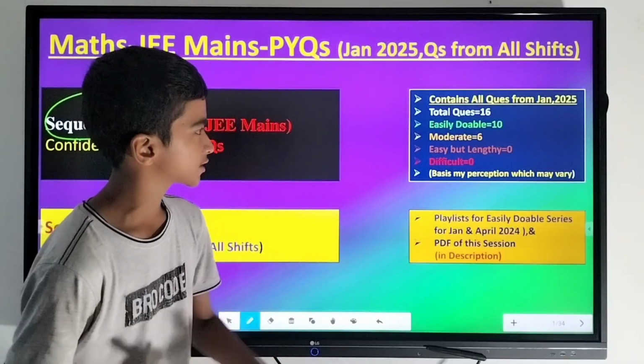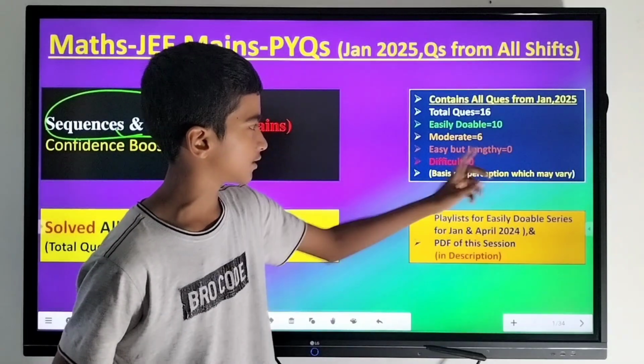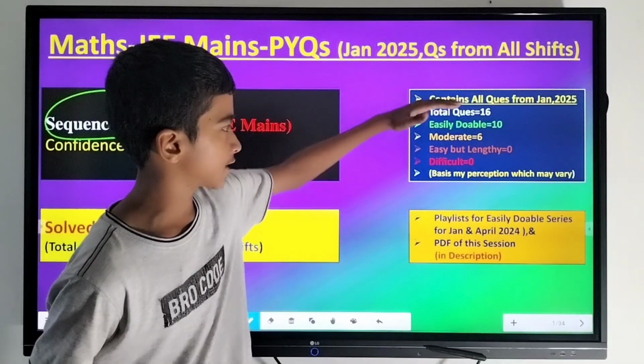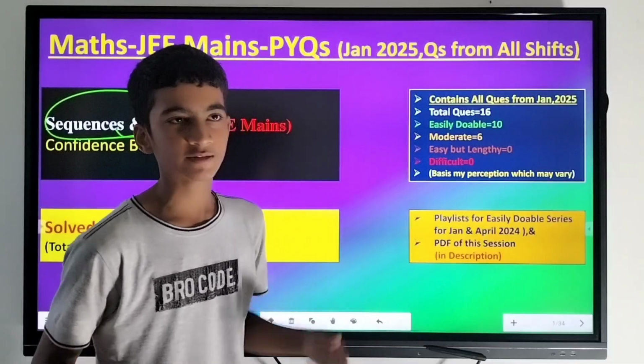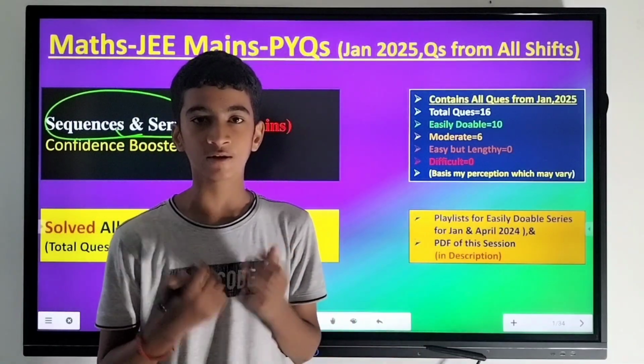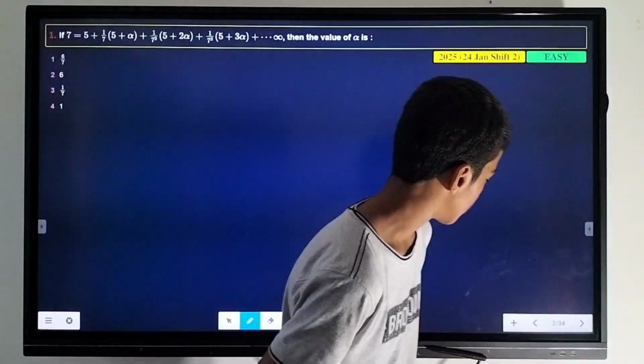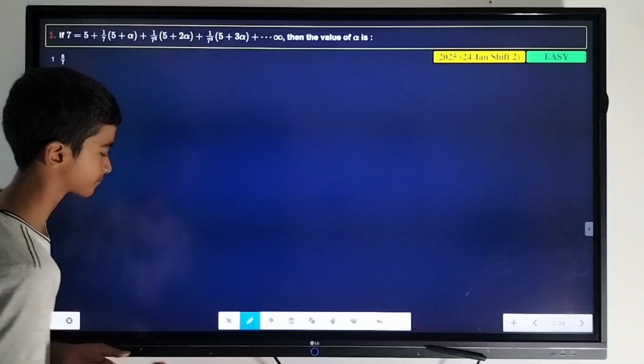In sequence and series we have total 16 questions, out of which 10 are easily doable and 6 are moderate, which we are going to solve. And this difficulty level is basis my perception, which may be different for others depending on their learning curve. So let's move on to our first question.